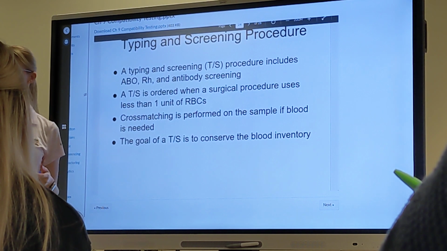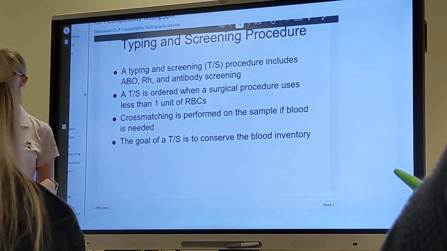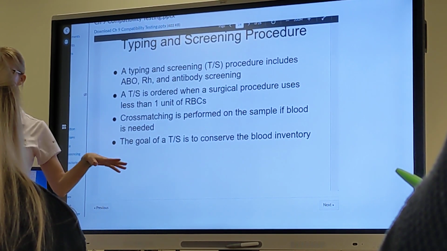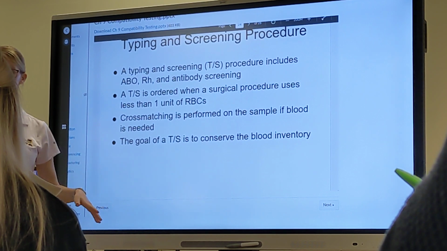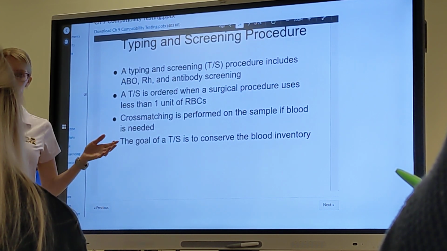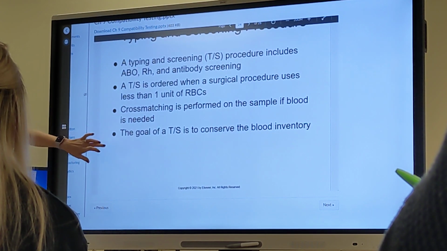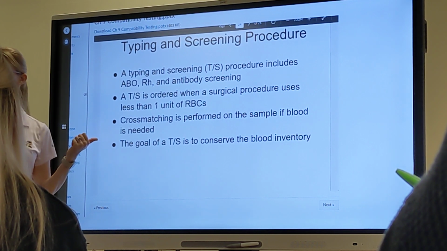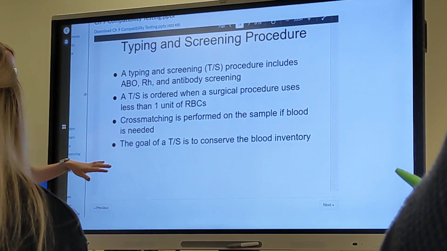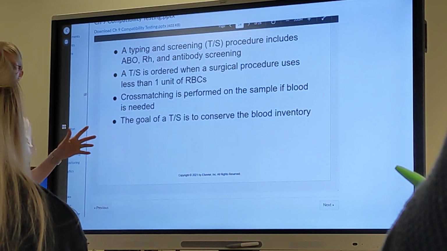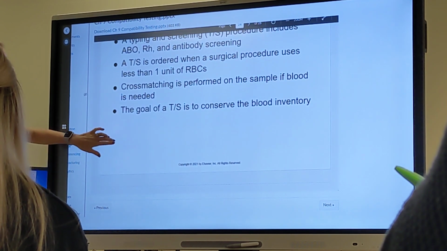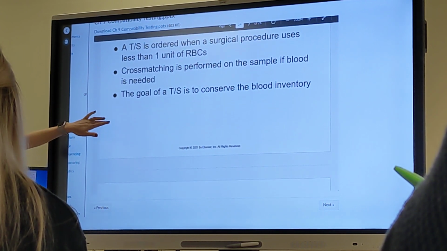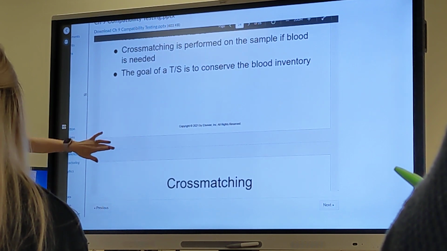If you're doing an electronic cross match and they're in surgery, they decide that they needed a unit of blood, it takes about 1 minute to get a unit of blood labeled for the patient. It's because you're using the computer, you just scan it, it's super fast. And so if they're doing a circumcision, they're not gonna set up units. They're just gonna have a type screen. If they're doing a hip surgery, they're probably gonna set up a couple units. Cross matching is performed on a sample if blood is needed.